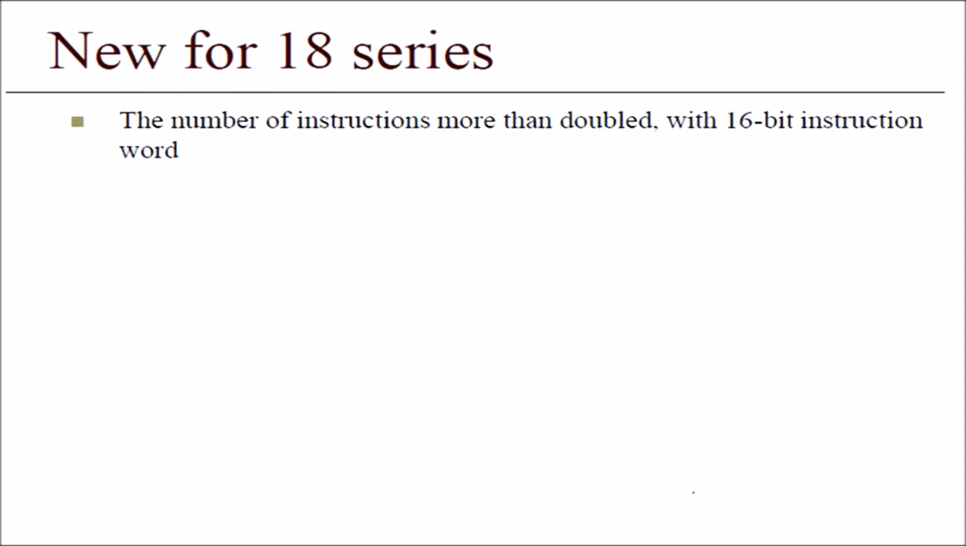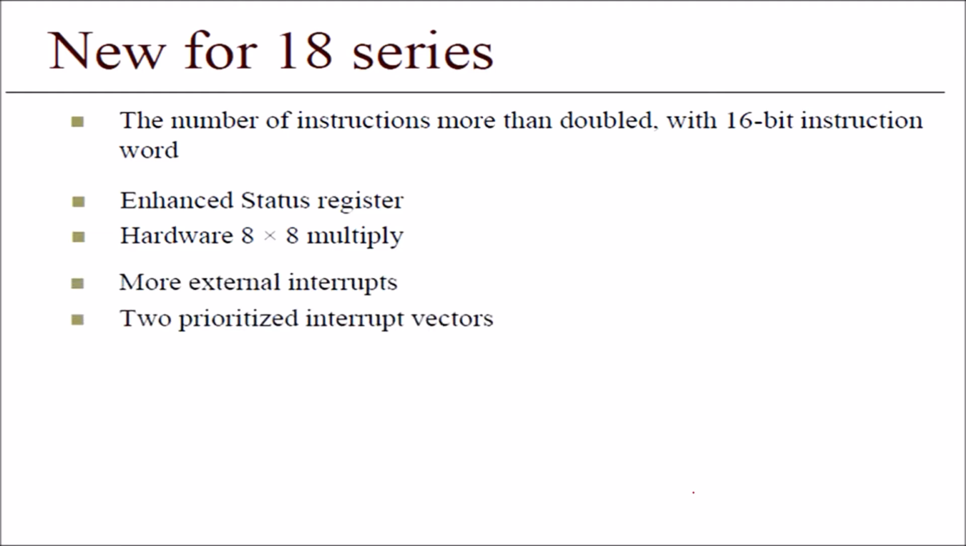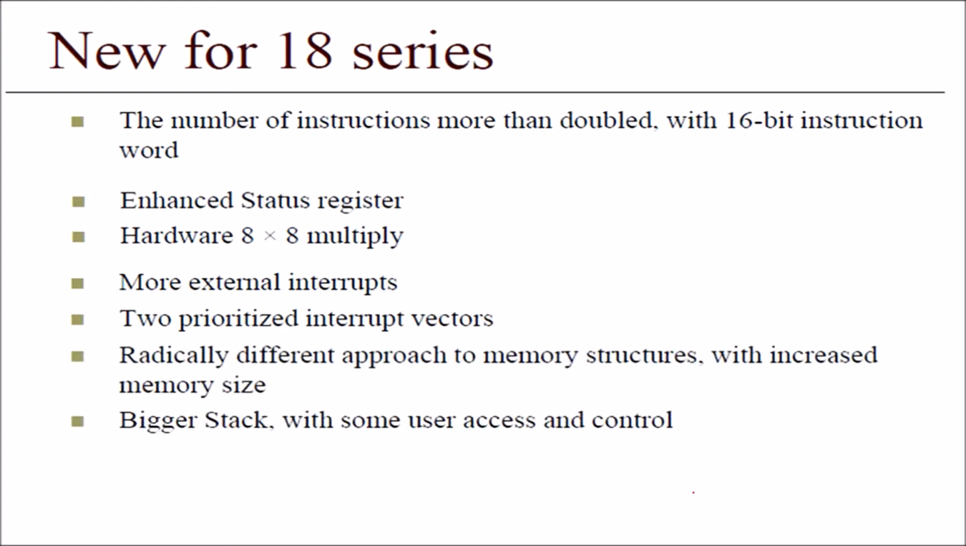What is new in PIC18 series, that we'll see. The number of instructions more than doubled with 16-bit instructions, enhanced status register, then hardware 8x8 multiply block is there, which increases the speed of instruction execution. External interrupts are more compared to previous series. To prioritize interrupts, interrupt vectors are available, so we can change the priority of interrupts.